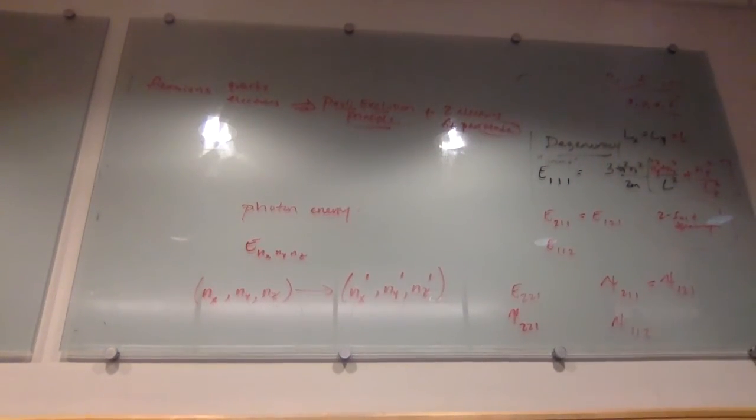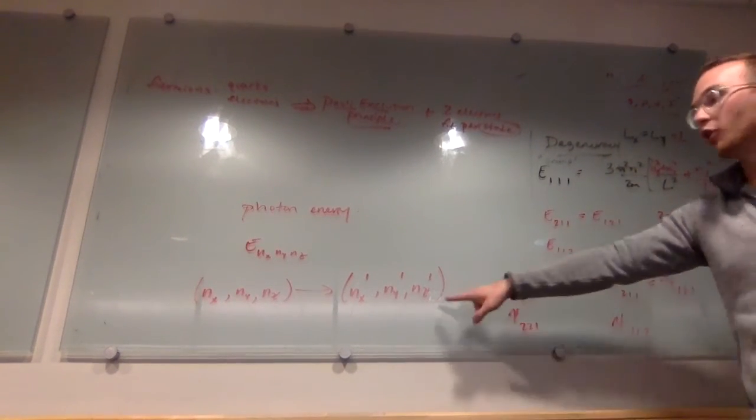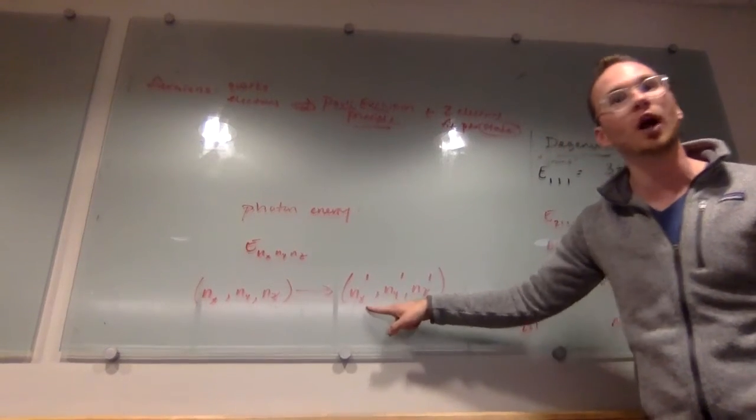Either way. Because one would be absorbing, one would be emitting. So this is how you say every transition of this system looks like this. They don't have to all be different either. Of course, NX can be NX prime. That's fine.